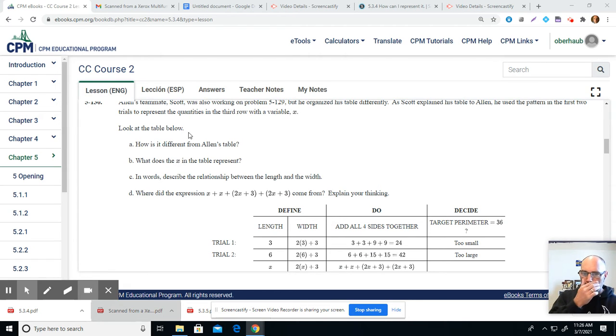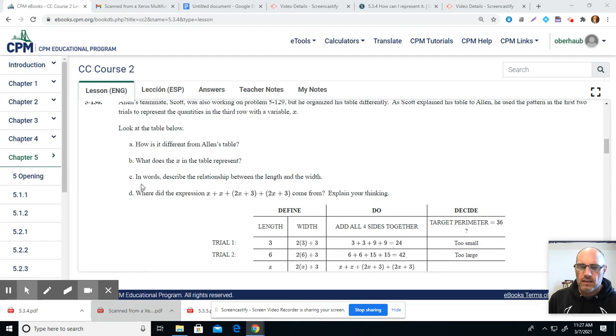All right, so part A. How is it different from Alan's table? Well, in Alan's table, I had no idea how to get the width, if you remember correctly from the last video. Now I do, because he kind of wrote it out and showed me how he got it. So I know I'm going to double the length and then add 3. And also, I would just say that he did a better job of showing his work. Part B. What does the x represent in the table? So this x is going to be my length. This is what I am guessing for the length every time. So x just represents length.